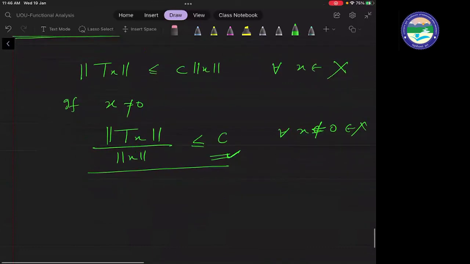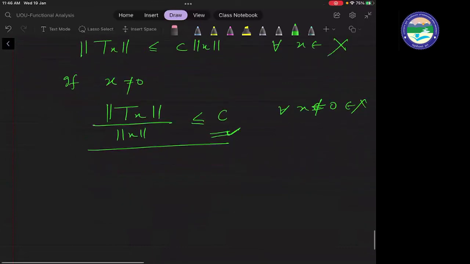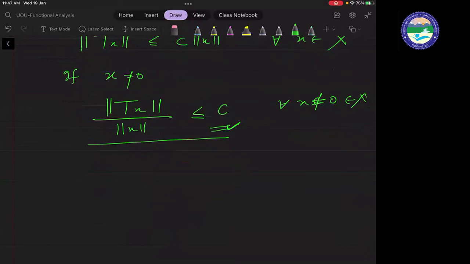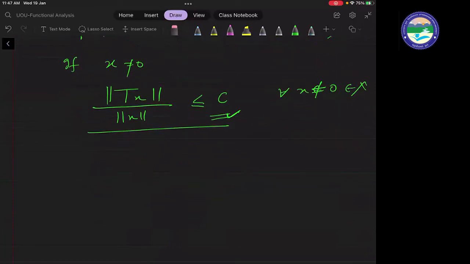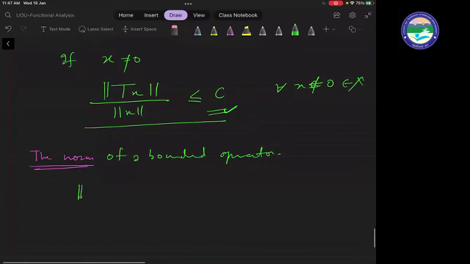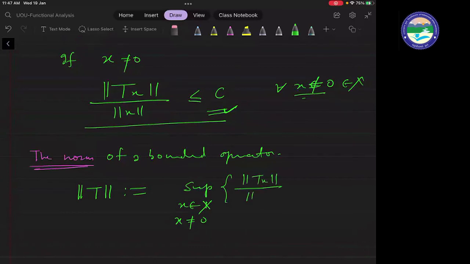So whatever the least you will get, that is called the norm of the bounded operator. The norm of a bounded operator, we defined it like this: supremum over x in X, x non-zero, of norm Tx by norm x. ये हमने लिया है.